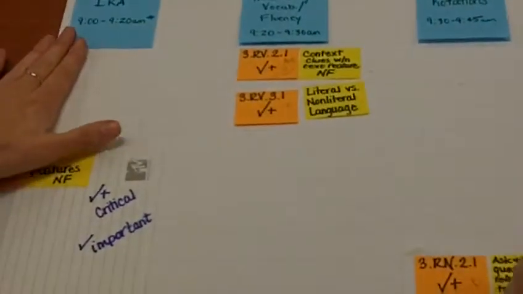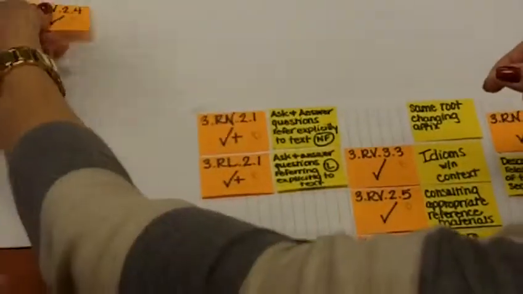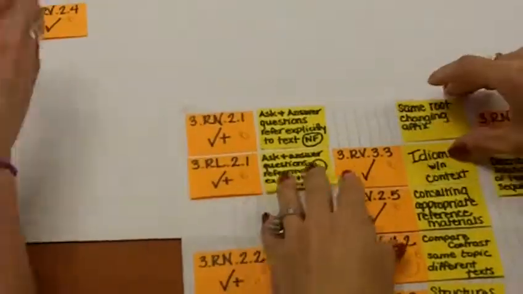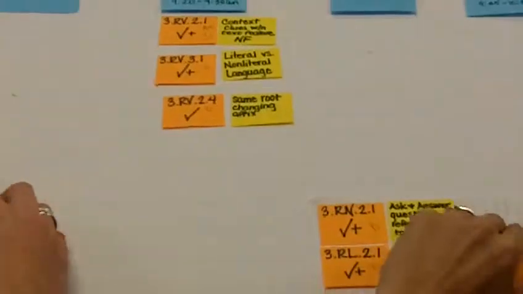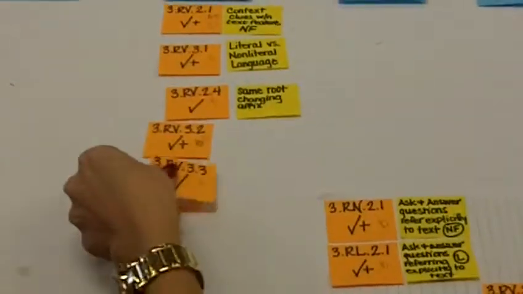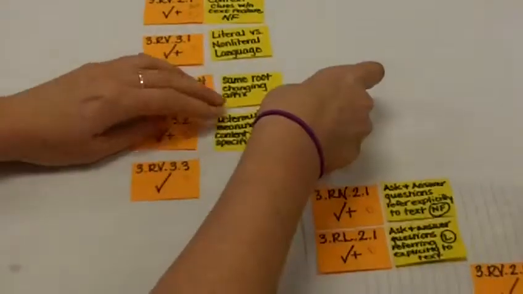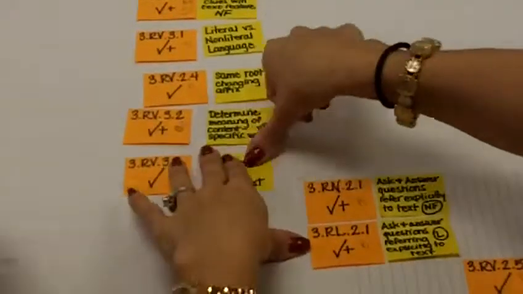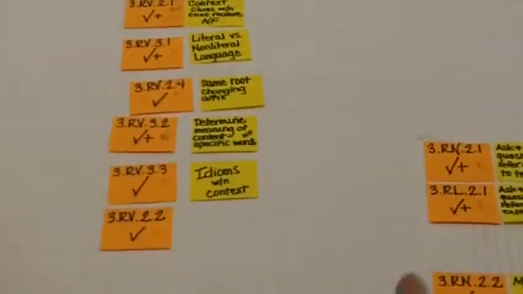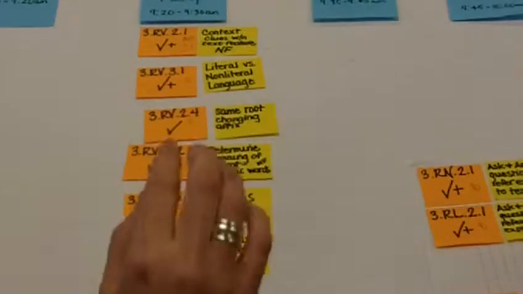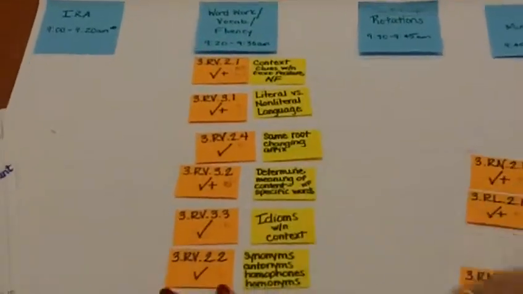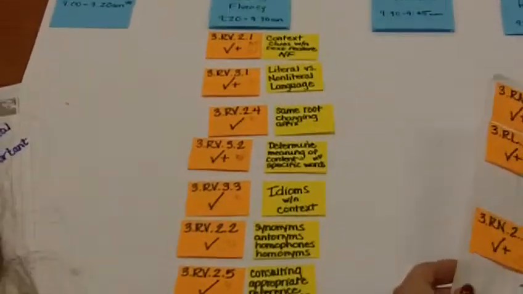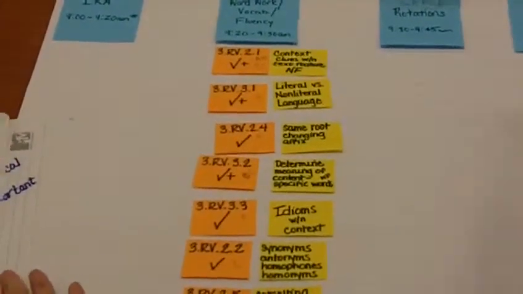Ooh, I have a lot, actually. So there's a lot in 3B that are assessed. And there's the 3C. RV 2.4 is roots, idioms within context. Yes. Oh, this is like synonyms, antonyms, homonyms, homophones, all of this. And then RV 2.5 is consulting appropriate reference vocab materials. Got all of our ones. Yeah. Okay. So why don't we look at these?